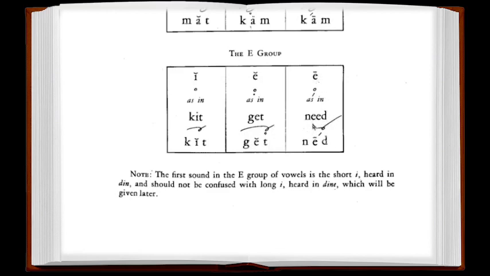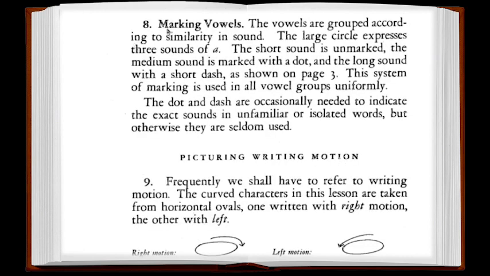Now the long E, it sounds like E, as in the word need. And even though there's two E's, we only hear one long E sound. N long E D. Note, the first sound in the E group of vowels is the short I heard in din and should not be confused with the long I heard in dine, which will be given later.